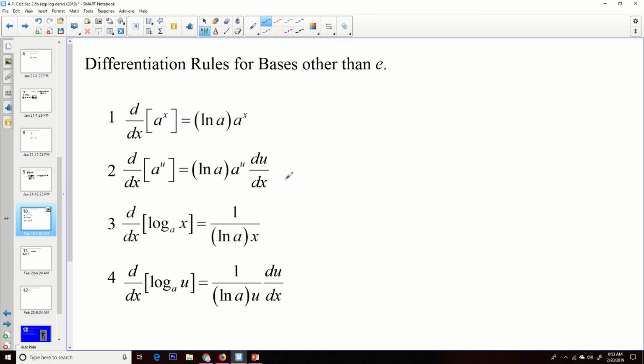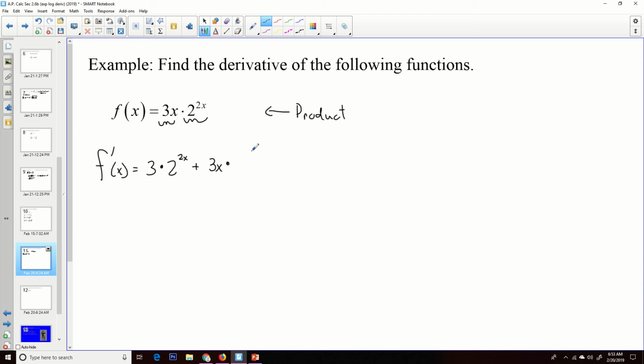Okay, so which rule am I using here? I'm actually using this second rule here because I have an exponential with an expression. So since it's 2 to the 2x, I'm going to say the ln of 2, and then it's going to be 2 to the 2x times the derivative of that 2x. So it's going to be the ln of 2 times 2 to the 2x times the derivative of 2x, which would just be 2.